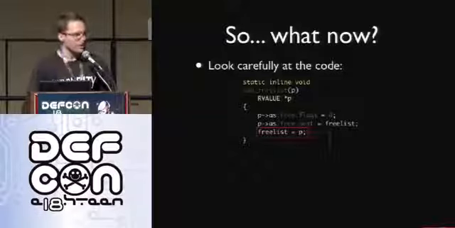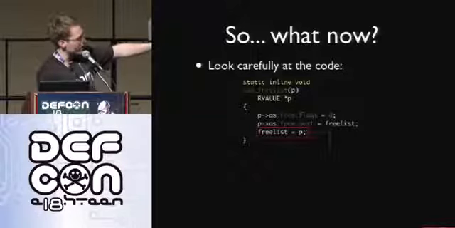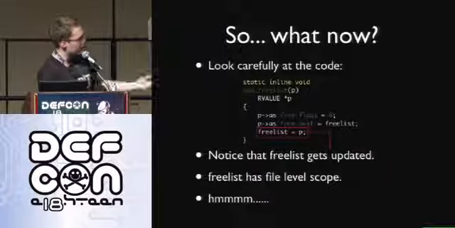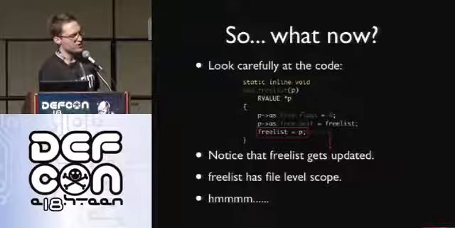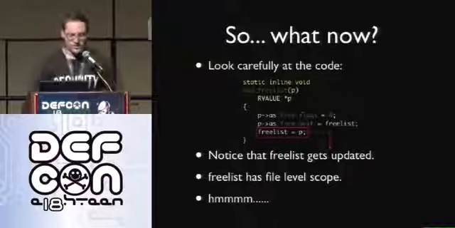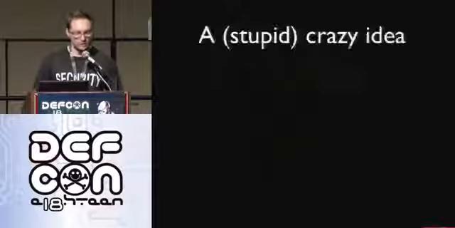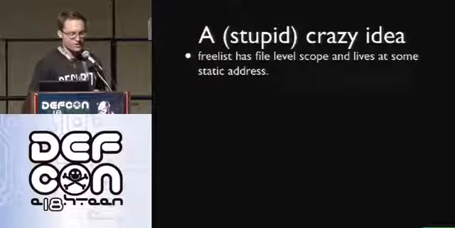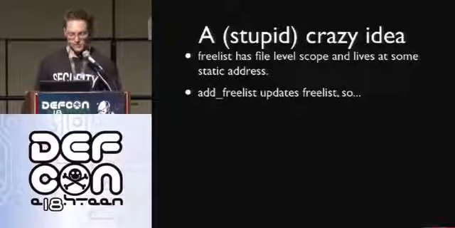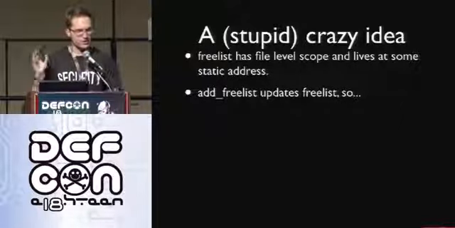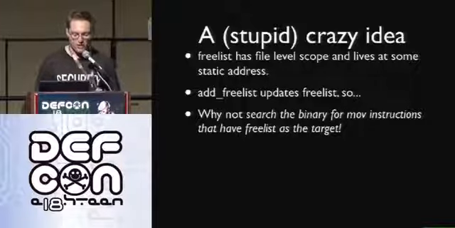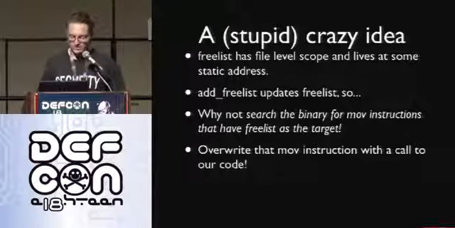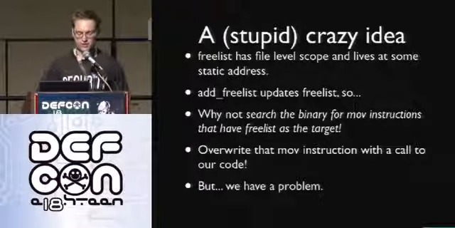Well, it turns out that if you look closely at this generated code, you should notice something. There's this identifier called free list, and free list is getting updated to point to the new head of the free list as objects are recycled. Notice that free list isn't defined in this function, so it has file level scope. So what about a crazy idea? Since free list has file level scope, it lives at some static address, right? Add free list updates the free list by just inserting something at the head of the free list. Why not just search the binary for all move instructions that target free list and just overwrite all of those? And it turns out that might actually work, but there are a few problems.